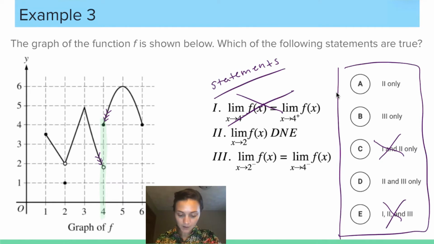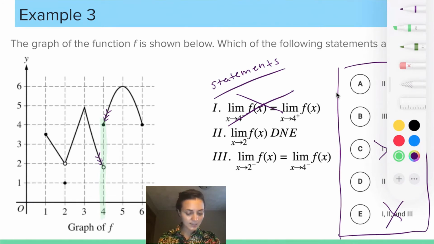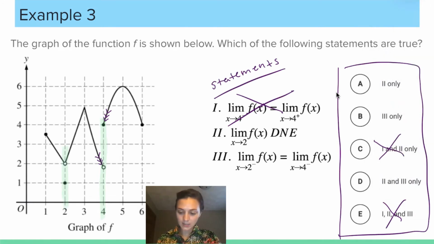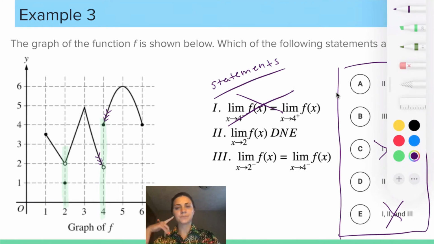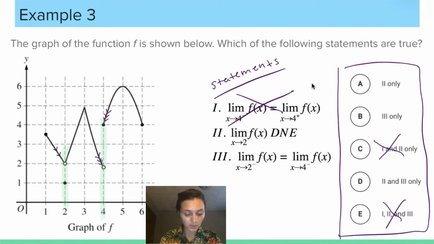Cool. Part 2 says the limit as x approaches 2 of f of x does not exist. So there's at 2. It says the limit does not exist. So I need to think back and think about in which cases will the limit not exist. The limit does not exist when the limit from the left is not equal to the limit from the right. So let's look at the limits from either side. So the limit from the left is approaching +2 over here, and the limit from the right is also approaching +2. So that limit does exist.